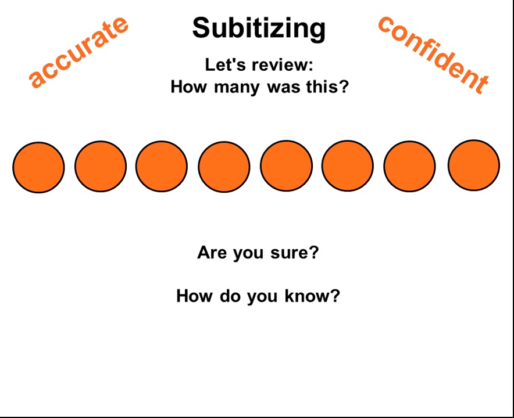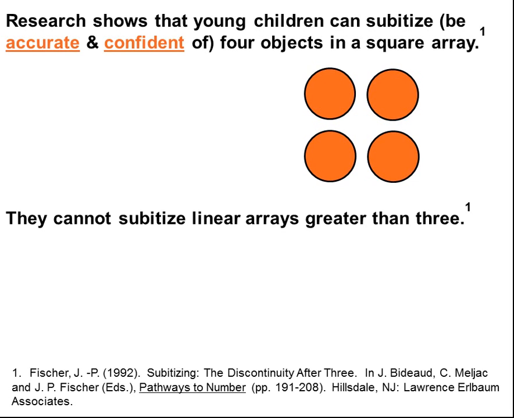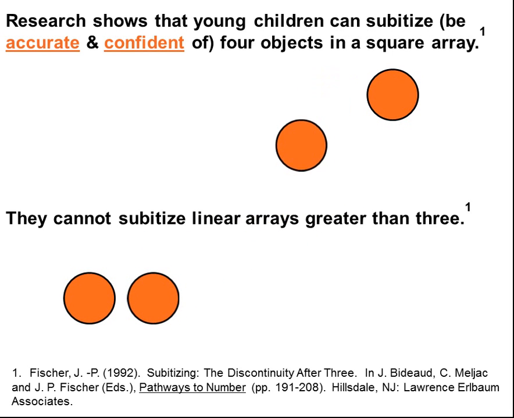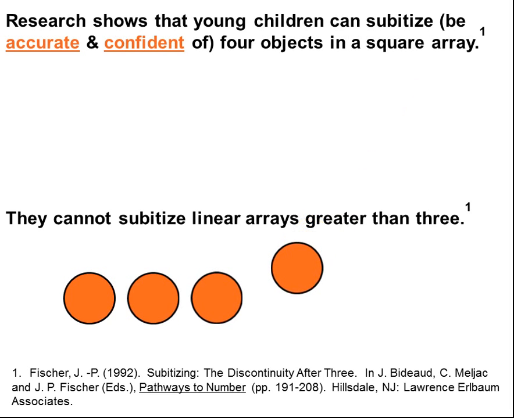Research shows that young children can subitize 4 objects in a square array. They cannot subitize linear arrays greater than 3. So when we take objects and put them in a row for children, they're fine when there are 3 objects. But as soon as we add that 4th one, and then the 5th one, we really lose kids in being confident that they are accurate of how many they see.